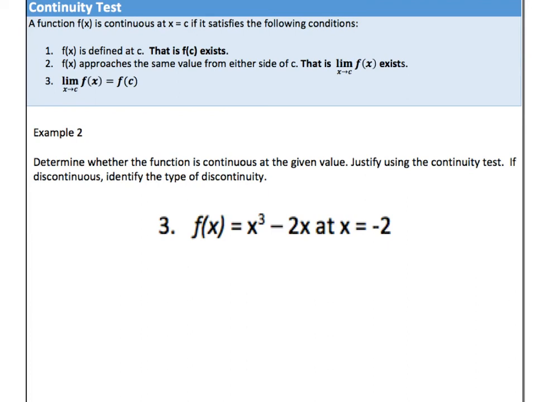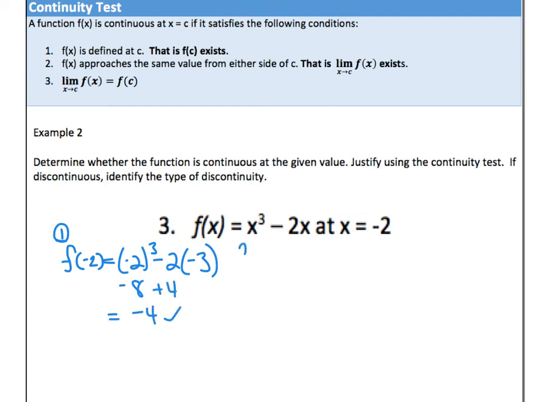All right, third one, I have a polynomial function, f of -2. Check the first part of the continuity test. I plug that into my function. -2 cubed minus 2 times -3 is going to be what? -8 plus 4, it equals -4. Okay, so first part satisfied.